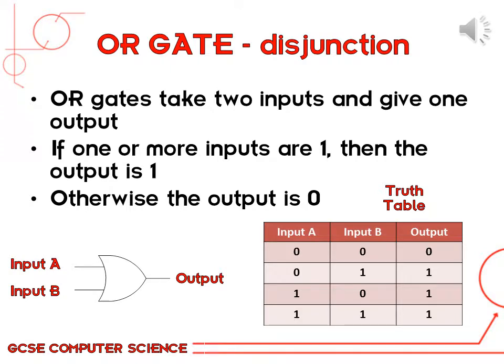So if neither of you are a member, the output is 0, which means you can't get in. However, if either one of you or both of you are a member, then the output is true and you can get in.